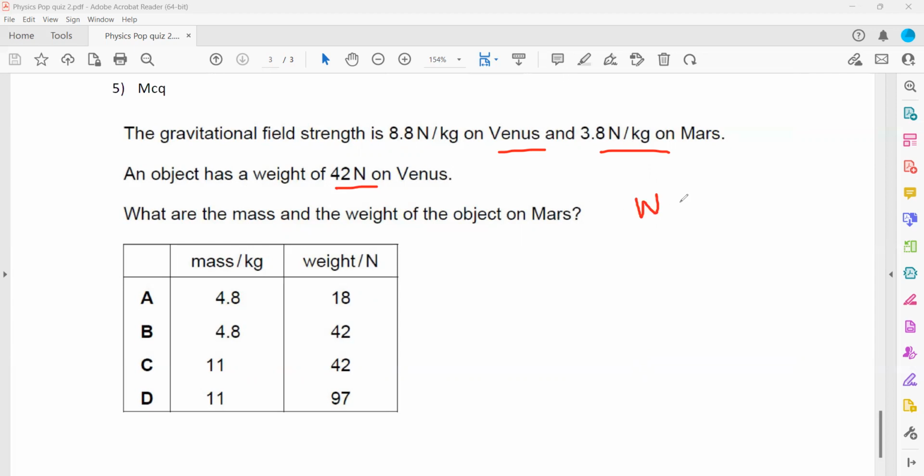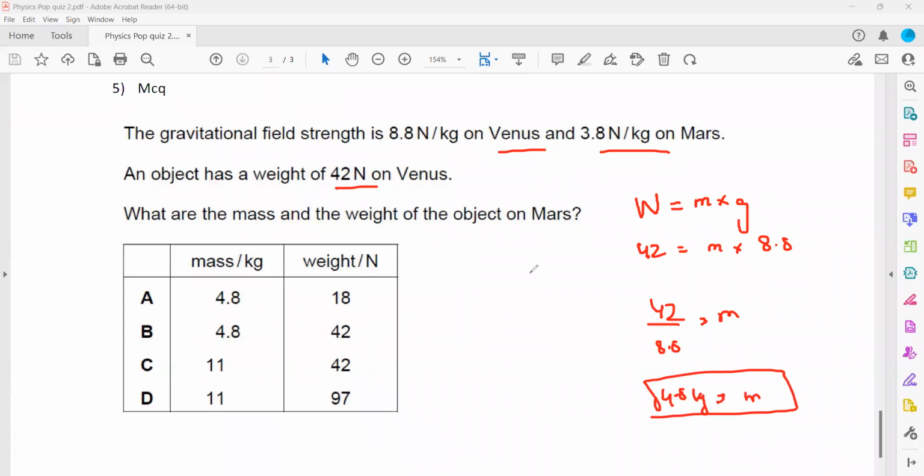You have the formula weight equals mass multiplied by gravity. So weight on Venus is 42. Mass we don't know. And what is the gravity of Venus? The gravity of Venus is 8.8. So we need the mass. So it will be 42 divided by 8.8, which is 4.77, which you can round off to 4.8. So mass will be equal to 4.8 and the unit will be kg.